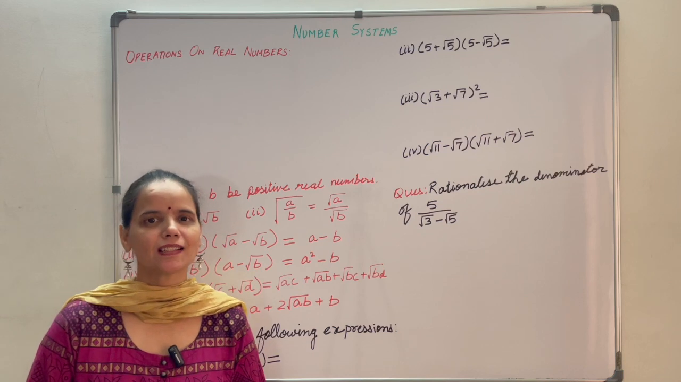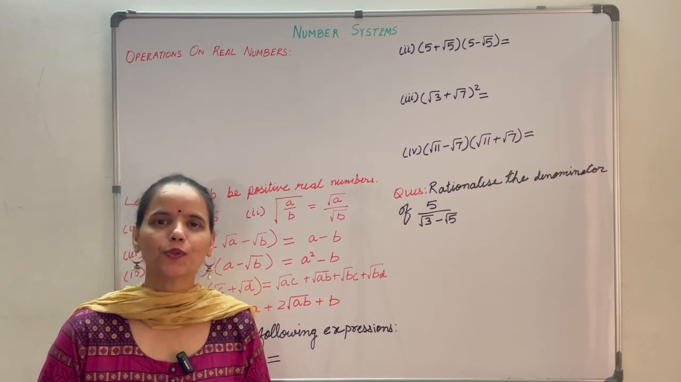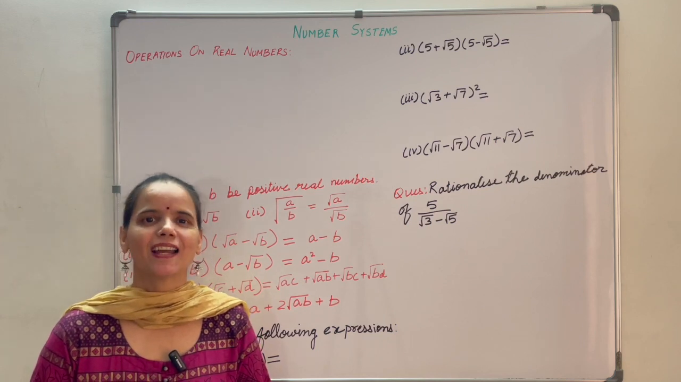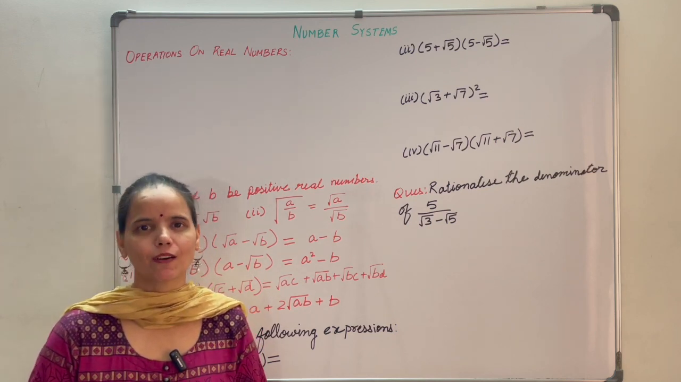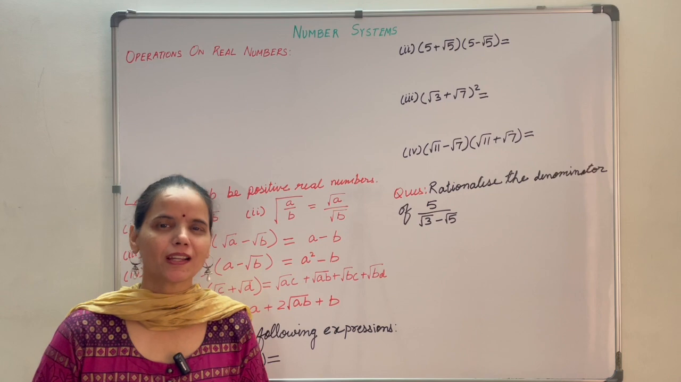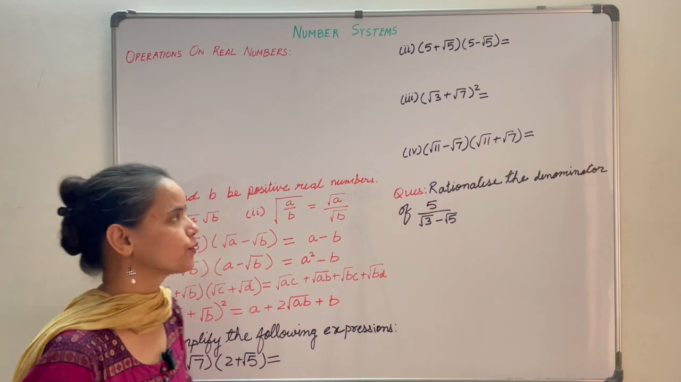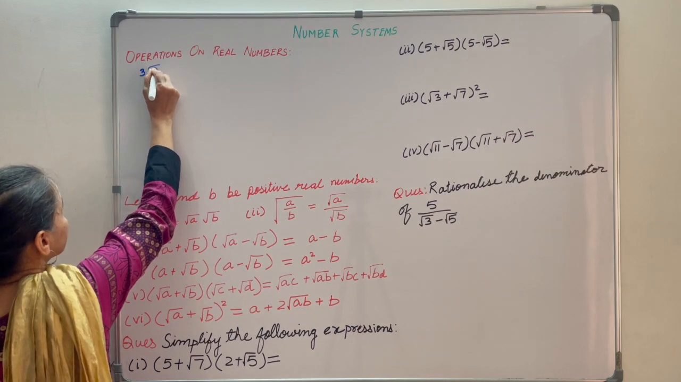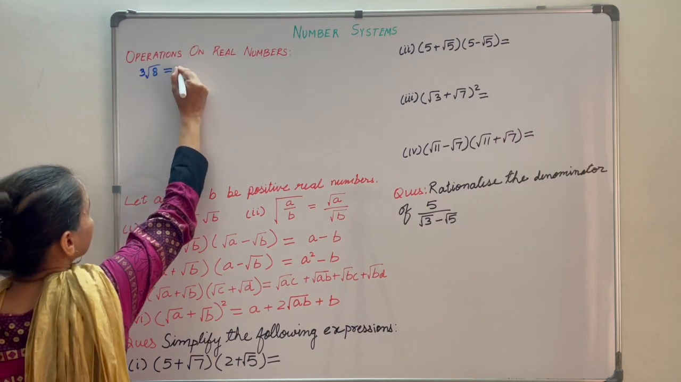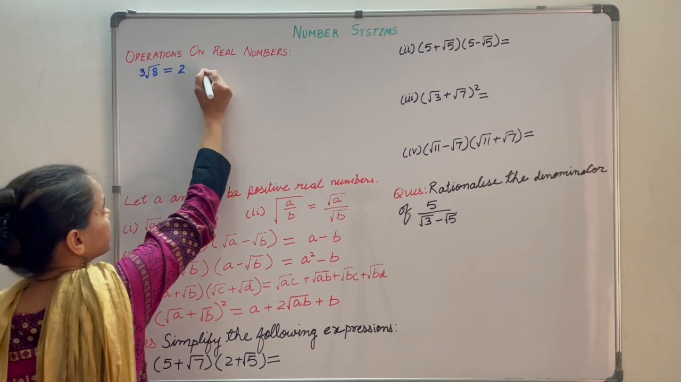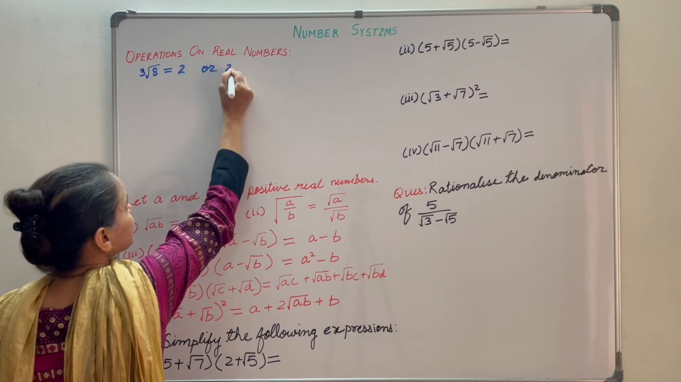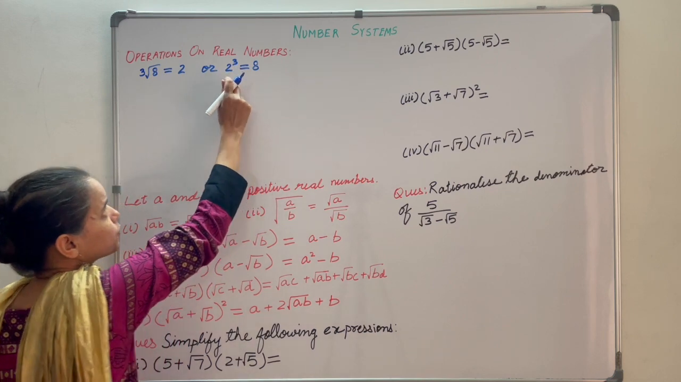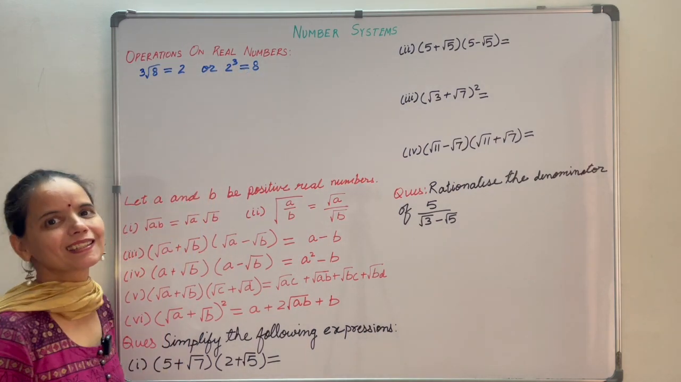Let us now extend the idea of square roots to cube roots, fourth roots, fifth roots, or in general nth roots. Let us quickly recall the concept of square roots and cube roots. If I ask you what is the cube root of 8, you know that it is a positive number and that is 2. I can write the same thing as 2 cube is equal to 8. When you multiply 2 three times, you will get 8.